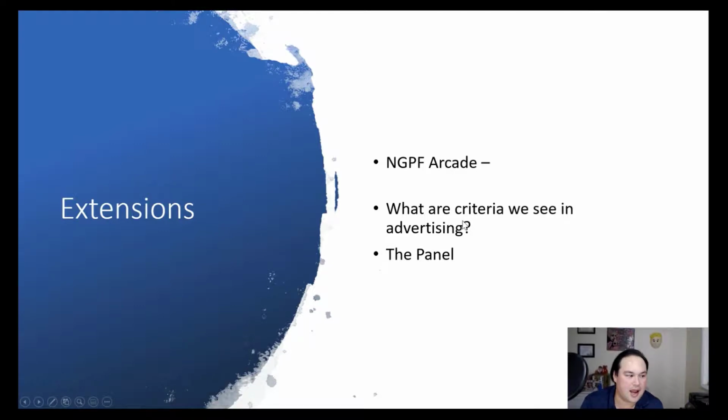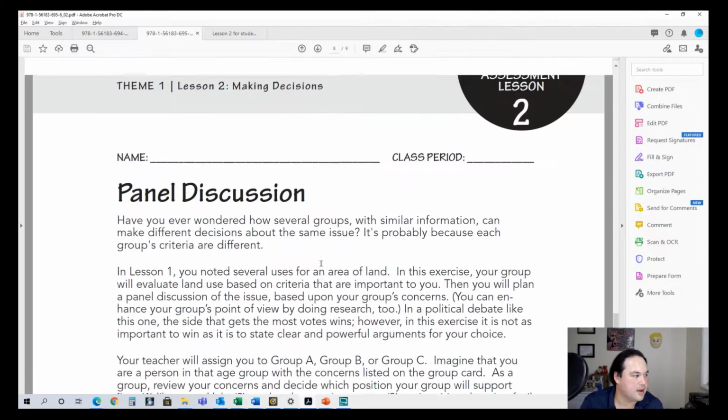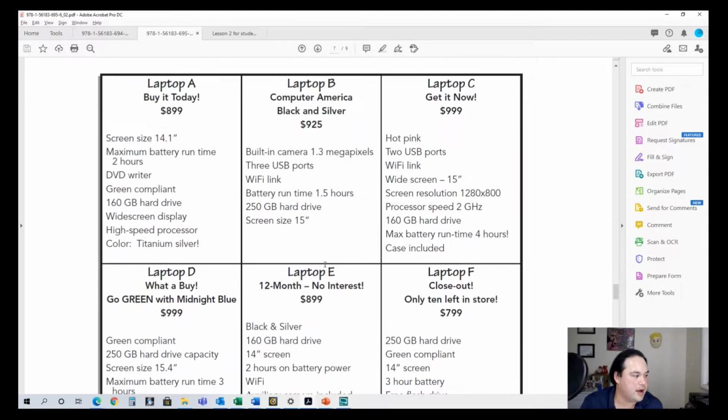And I also might go into what are criteria we see in advertising. So for example, when you're making a purchase, and we see this on the one with the computer, it talks a little bit in here about the 12 months no interest, or advertising closeout only 10 left in store. So is that something that you might think about when you're making a selection? Okay.